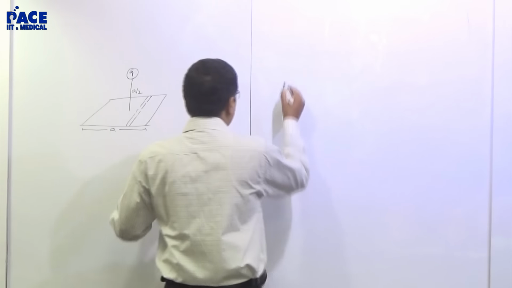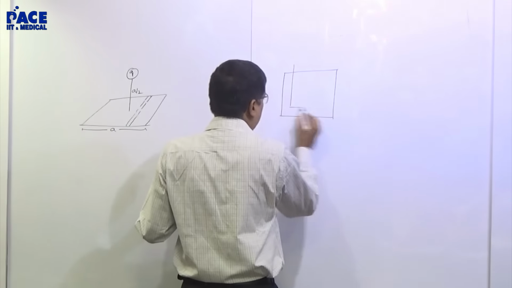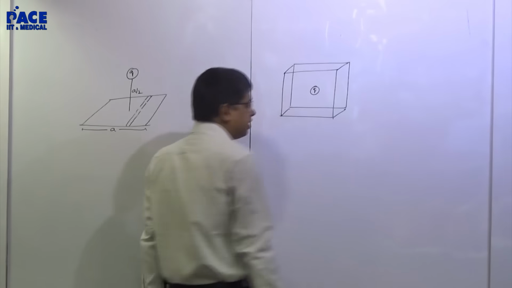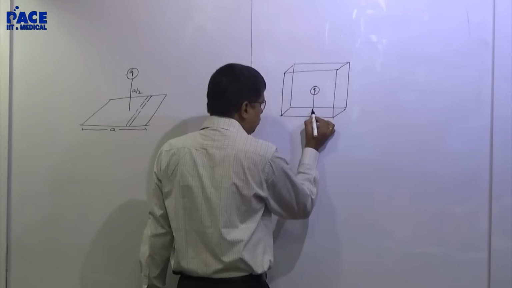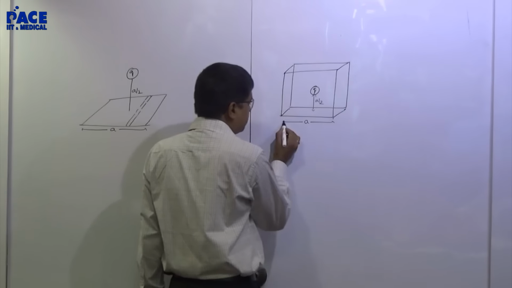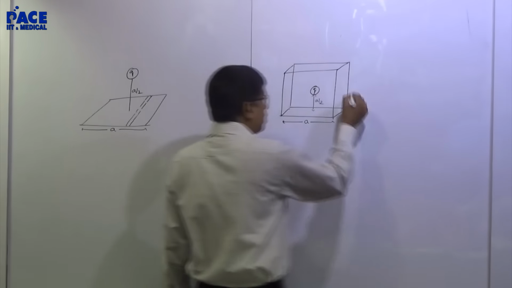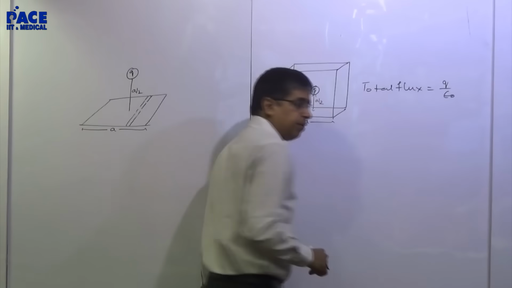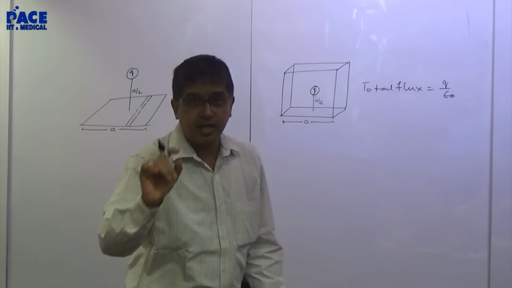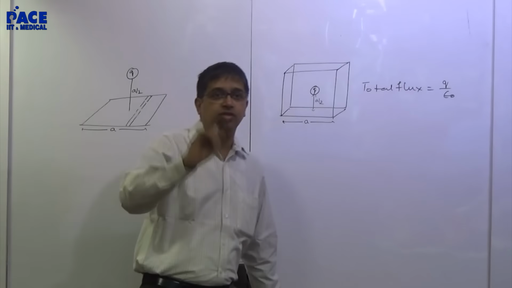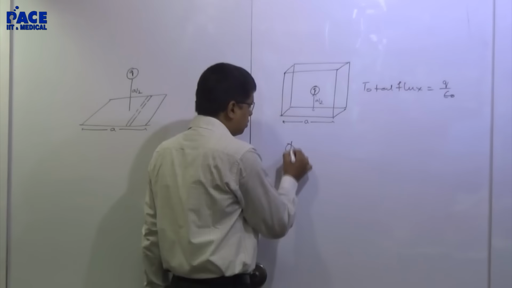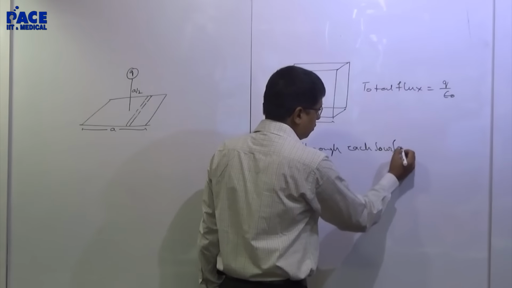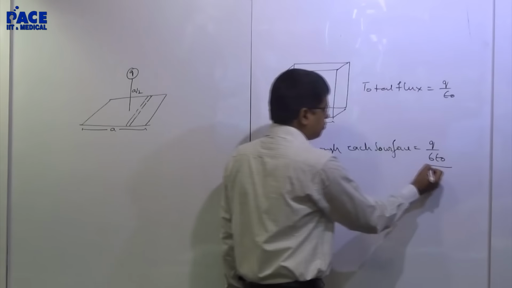Okay. What we do is, we assume a cube of this form such that the charge is at the center. This distance will be a by 2 and this distance is a. The total flux through the whole of the cube is Q by epsilon naught. Because the charge is at the center, mind my language, because the charge is at the center, flux through each surface will be Q by 6 epsilon naught.